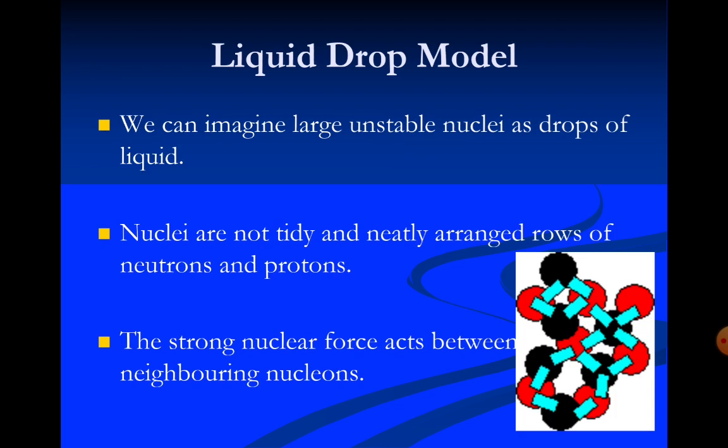Now let's look at our liquid drop model. Let's say we have a big drop of oil. You can imagine the bigger the oil drop becomes, it will kind of fall apart. Now when we are looking in the nucleus, we see that the nucleons are not tidy and neatly arranged in rows, neutrons or protons. We also know that there is a strong nuclear force that acts between them to keep the nucleus stable, also from the electrostatic forces.